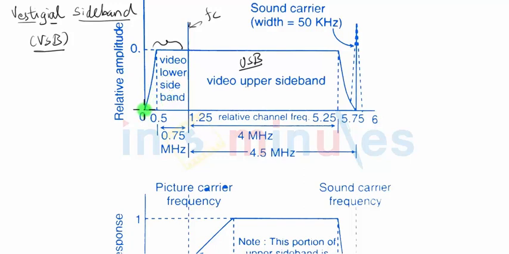If we start from 0 units, you can see from 0 to 0.5 is the margin kept for the filter characteristics to come down to 0 completely. From 0.5 to 1.25 is a small part of the lower sideband, which is called vestige, taken at the output side. From 1.25 units till 5.25 is your complete upper sideband.